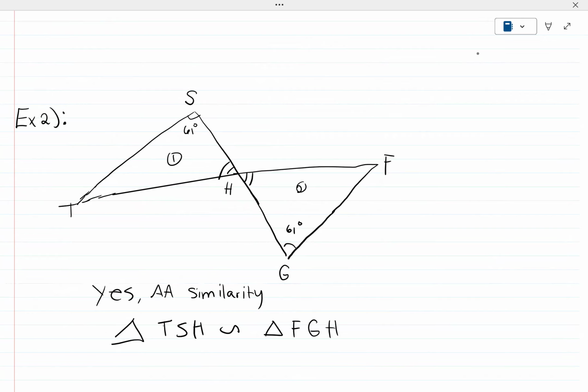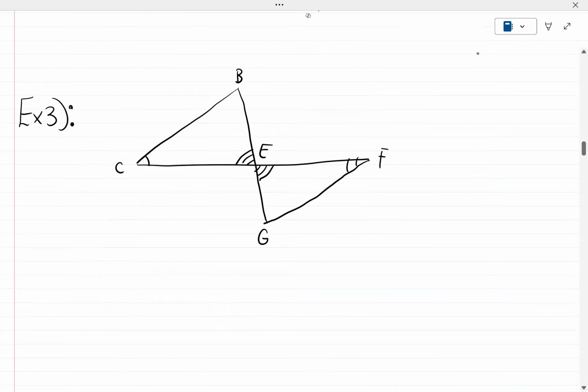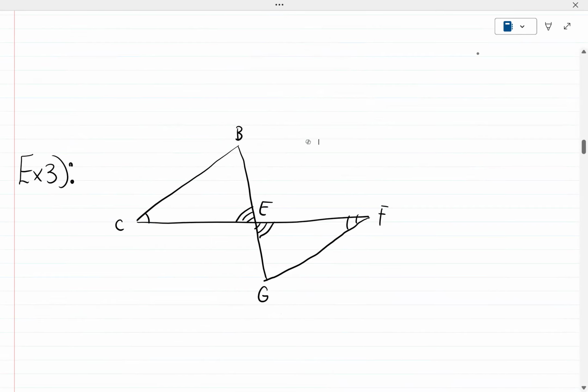Okay, let's move on to example question 3. We have these two triangles. Let me see if I'm missing anything. I am not missing any piece of information. So what do you think? Here's triangle one and here's triangle two. Do you think they have two angles that are congruent?